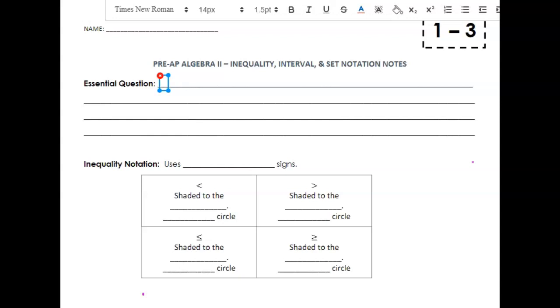So today we are working on section 1-3, which is inequality, interval, and set notation notes. Our essential question that we're hopefully going to have answered today is, what are the three types of notation? The second essential question we're going to answer is, how do we use them to write the solution set of a graph?